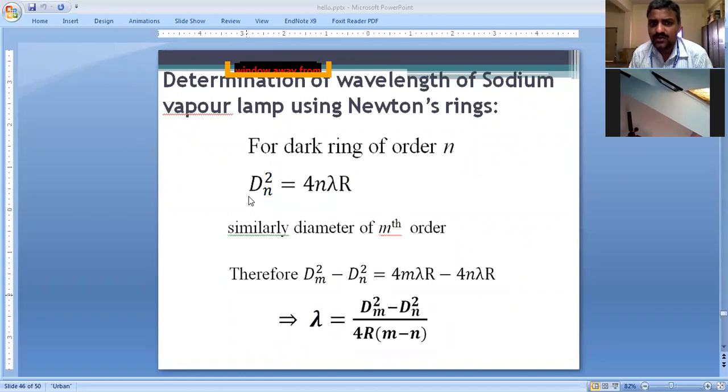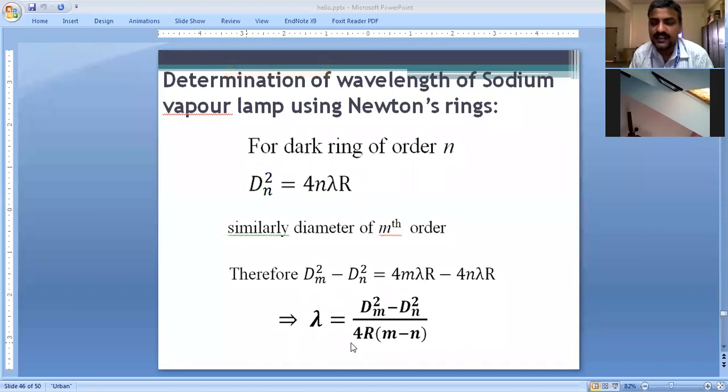Now dm square and dn square both are there. I'll subtract one from the other. So dm square minus dn square is equal to 4m lambda r minus 4n lambda r, out of which 4 lambda r is common on the right hand side. So you can simply take lambda outside and pull the rest to the denominator. That is, lambda is equal to dm square minus dn square divided by 4r times (m minus n).